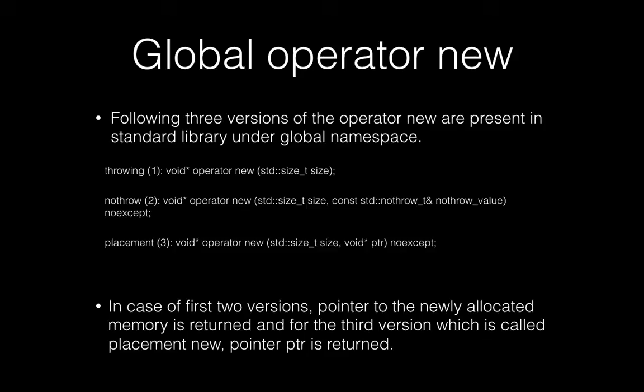One of them throws an exception. Each of them accepts a size of which it will allocate the memory and return the pointer. In the first two versions, a pointer to the newly allocated memory is returned, and for the third version, called placement new, the pointer ptr is returned with the allocated memory. The first version throws an exception, and the second and third versions do not throw any exception. These are just basic information about the global operator new declarations that are present in the standard library.